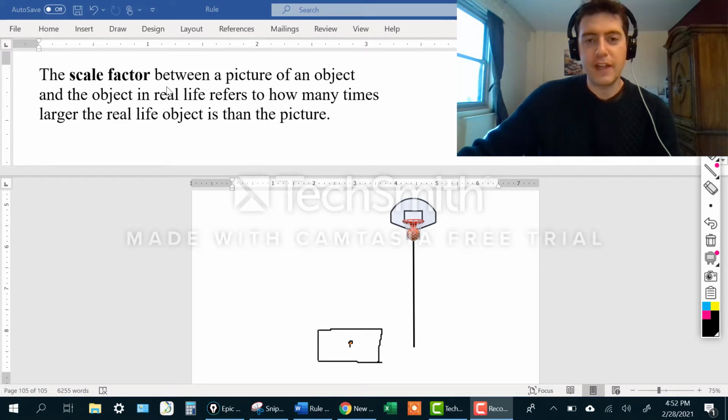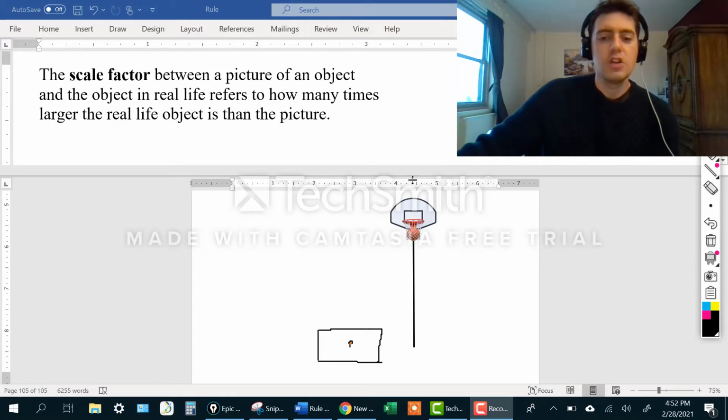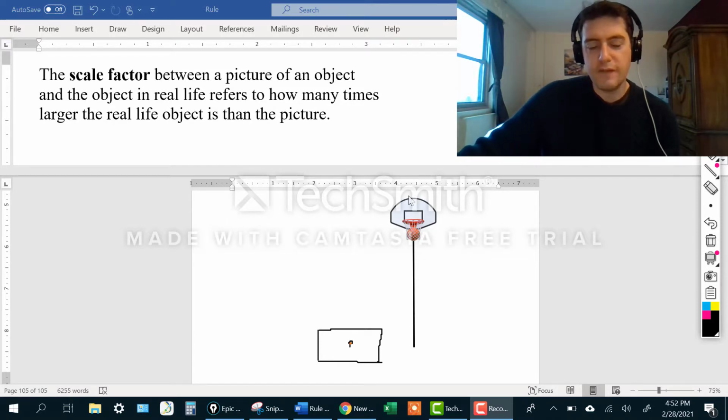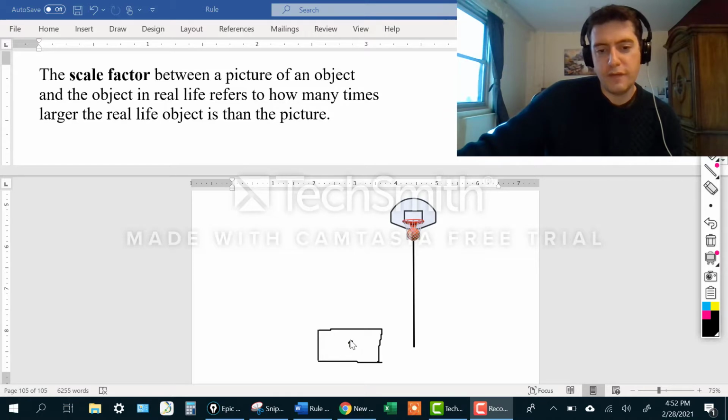The scale factor between a picture of an object and the object in real life refers to how many times larger the real life object is than the picture. So imagine that we have a real life basketball pole over here, and then over here we have a little tiny picture of a basketball pole that somebody drew on a piece of paper.